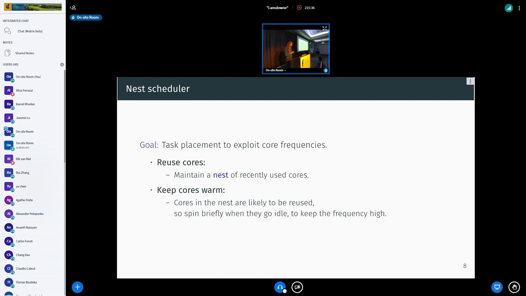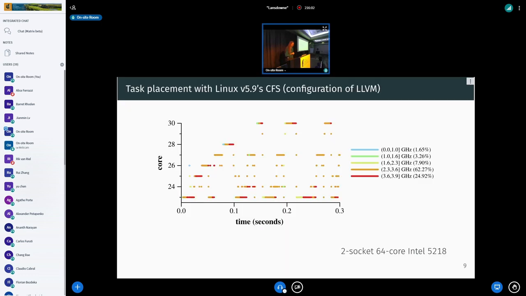Often what happens is that you run for a little while, and then you pause, and then you run a bit more. In the case of NEST, since we feel like we're going to be reusing cores, it seems like it might be a good idea to somehow artificially keep that core at a high frequency because it's going to be used soon. So for that, we do some spinning briefly when a core goes idle, with the goal of keeping up the frequency. So now I'll look at all of this in more detail. Those are the main ideas of the talk.